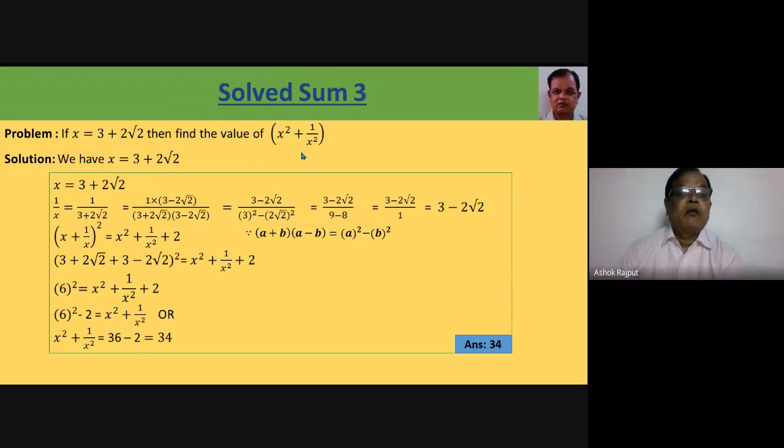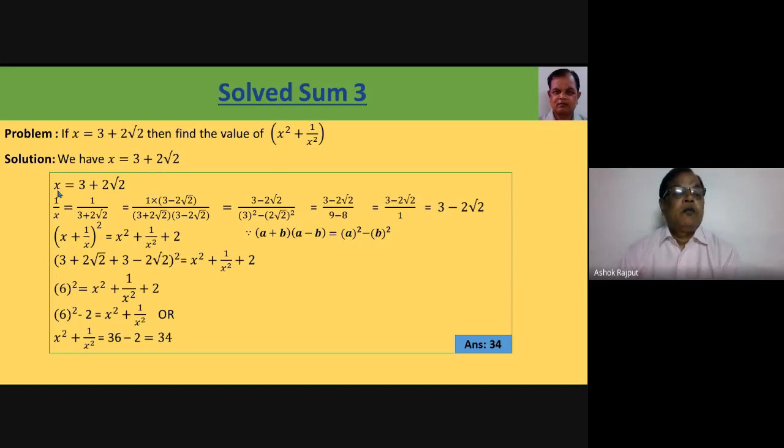There is no problem in understanding, so you will be careful and watch it very carefully, step by step and point by point. If x equal to 3 plus 2 root 2, then find the value of x square plus 1 upon x square. So first we take as it is given in the problem, we have x equal to 3 plus 2 root 2.